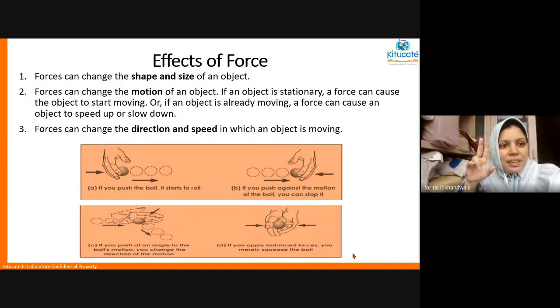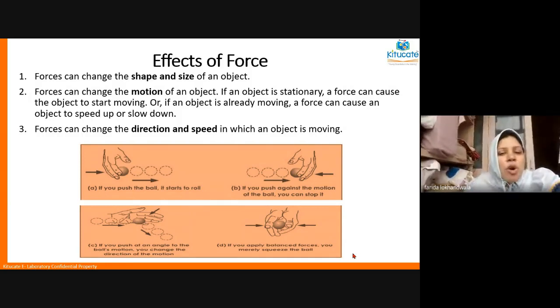The other thing, what can force do also? It can also change the motion of the object. If the object is stationary, means if the object is at rest, it can cause the object to move, or if the object was already moving, it can cause the object to either slow down or stop. Third thing, the force can also change the direction and the speed. Speed is what we just spoke about in the above case also. You can either speed up or slow down.